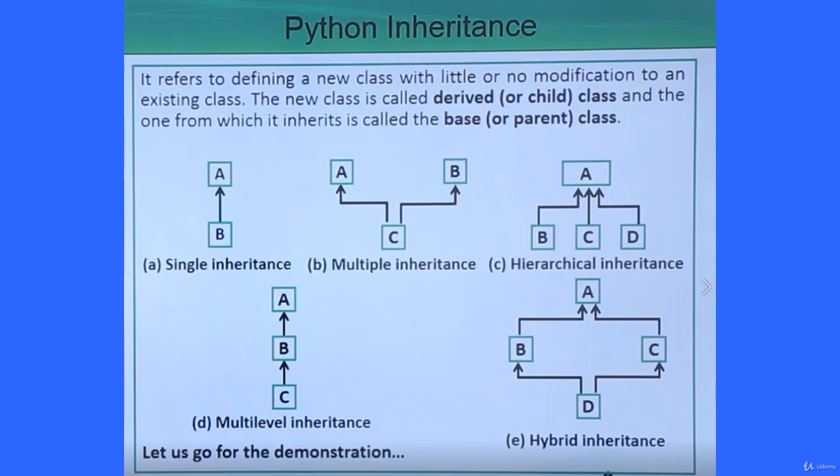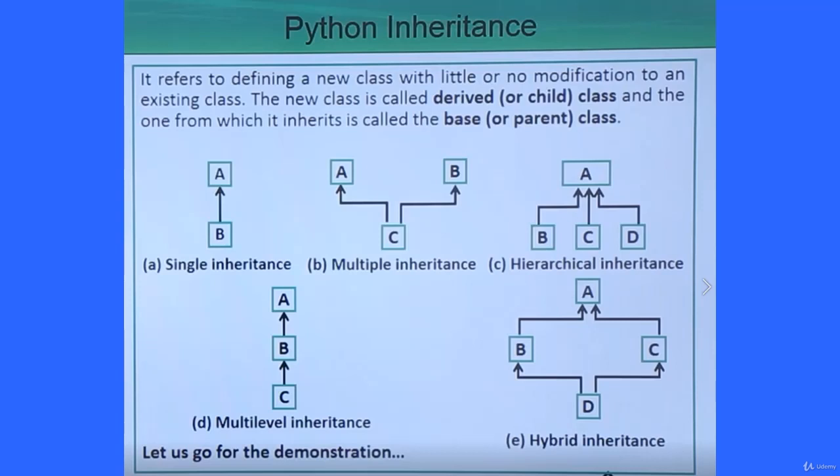The new class is called the derived class, also known as the child class, and the class from which it inherits is known as the base class or the parent class. We have multiple different types of inheritance. How many types of inheritance are there? Five types.